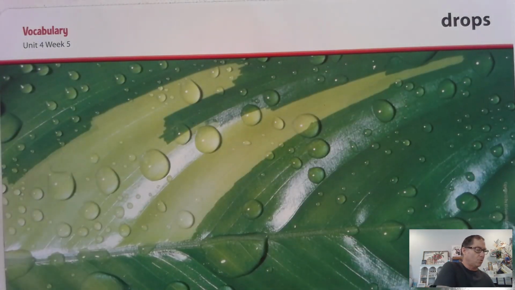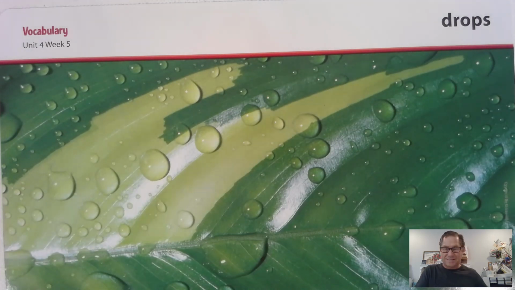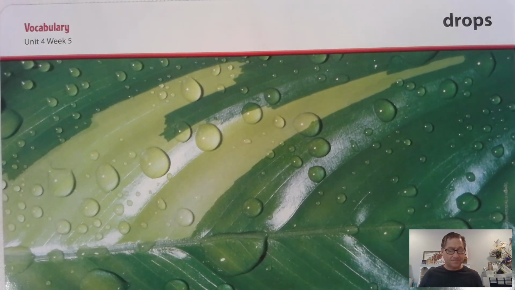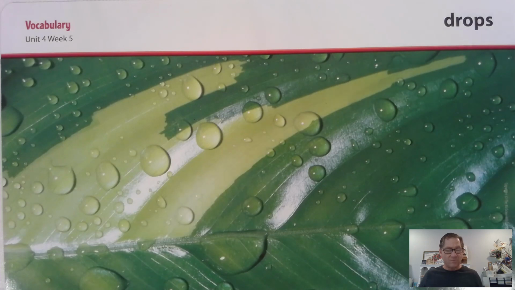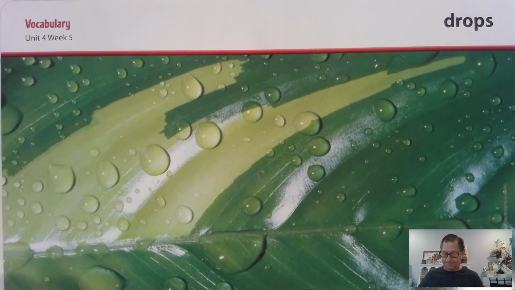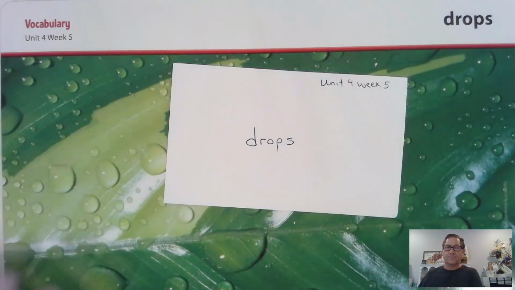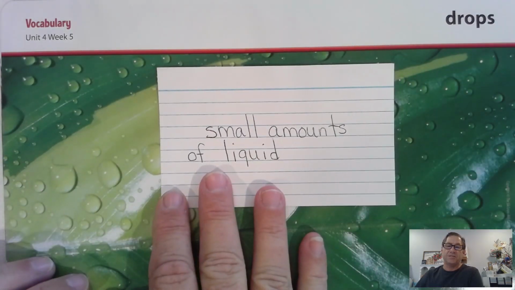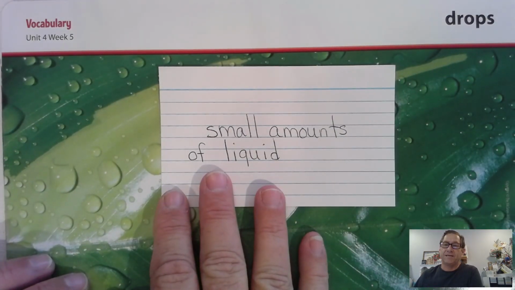Okay, another word in this week's selection is drops. Say that word with me, drops. Drops are small amounts of liquid that fall in a round shape. For example, there are drops of water on the plant. Where else have you seen drops of water? Okay, write drops. And for the definition, write small amounts of liquid.